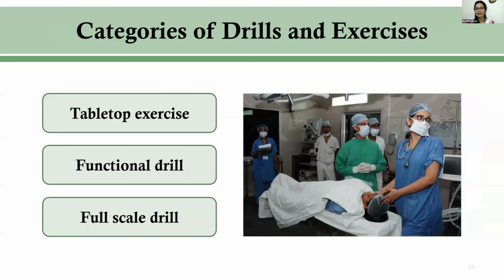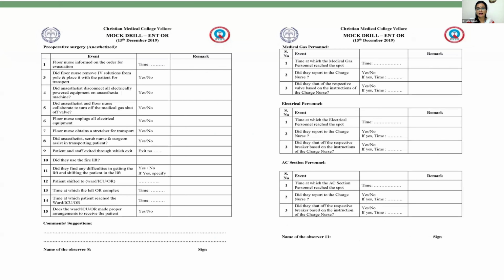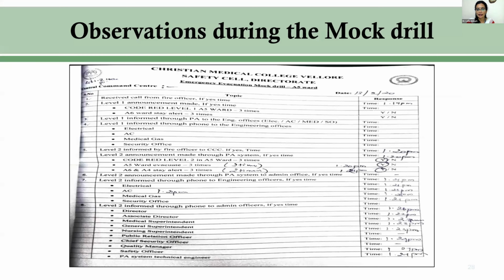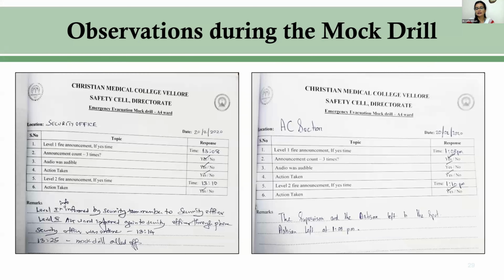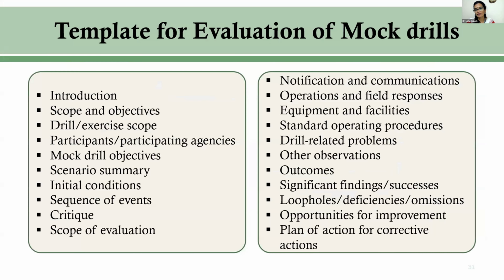So we can do tabletop exercises, we can do functional drills, or we should be doing full-scale drill to make sure that we are ready. I have a very beautiful session on how to conduct mock drills, and I'll ask the CAHO Secretariat to share that in the group. And you need to understand that you have to have checklists to assess the impact of the mock drills, pass on the information to the stakeholders on the ground so that they are aware of the mistakes that have been committed and they can correct the response to the actual situation. So the observation sheets are important, the debriefing is extremely crucial, and also to modify the protocol based on the observations that have come in.